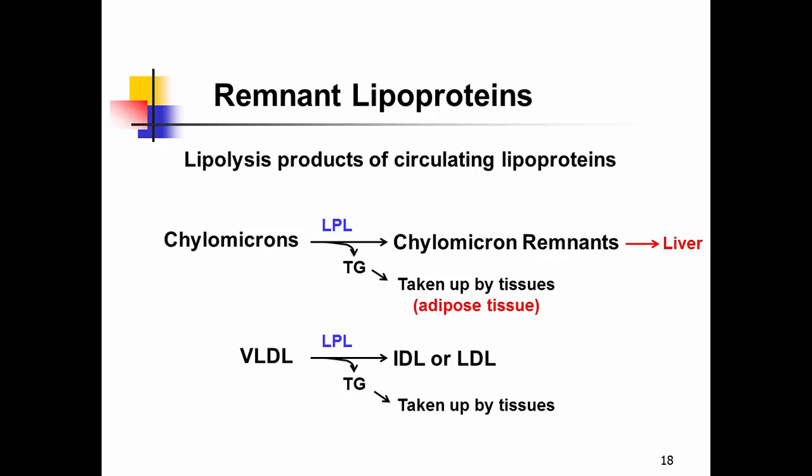Could you repeat that? When they become smaller? Yeah, the size becomes smaller, because the lipids have been taken up. For example, chylomicron goes to the adipose tissue, and adipose tissue takes up most of the triglyceride, right? So then chylomicron becomes a remnant. The remnant is smaller because most of the lipids have already been taken up by the fat tissue.